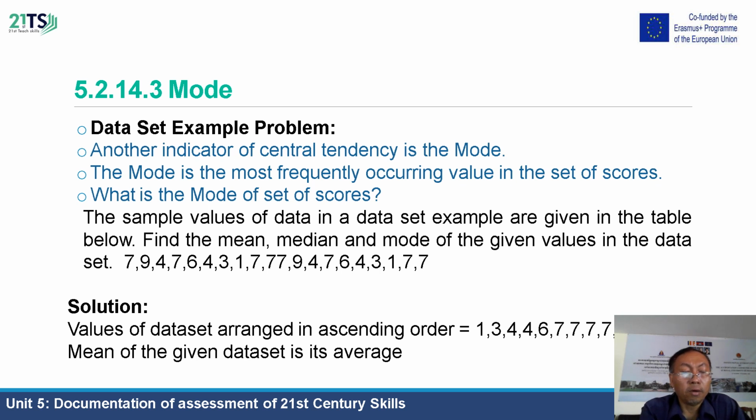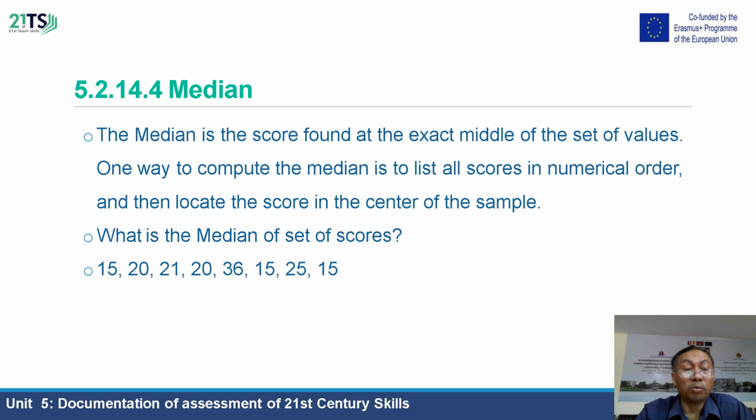Solutions. Values of the data sets arranged in descending order, 1 to 9. The mean of the given data set is its average. Now let's talk about medians. The median is the score found at the exact middle of the set of values. One way to compute the median is to list all scores in numerical order and then locate the score in the center of the sample. Look at the data below. What is the median of the set of scores?